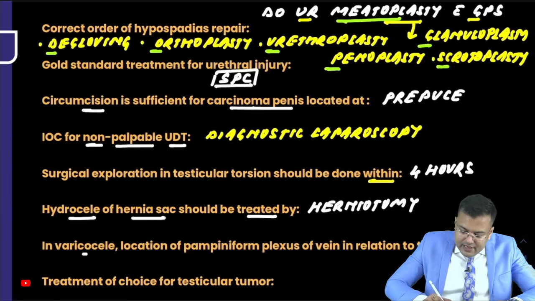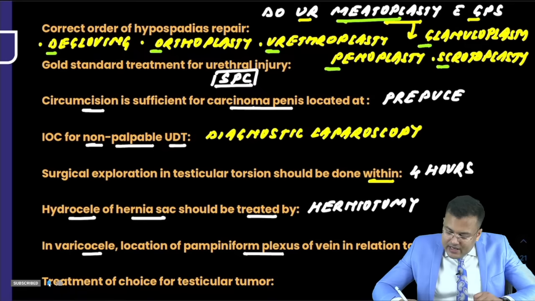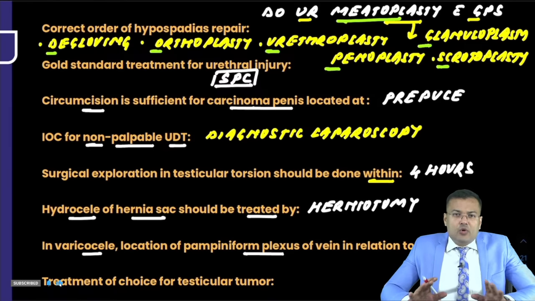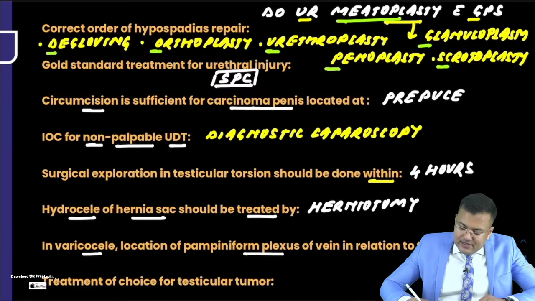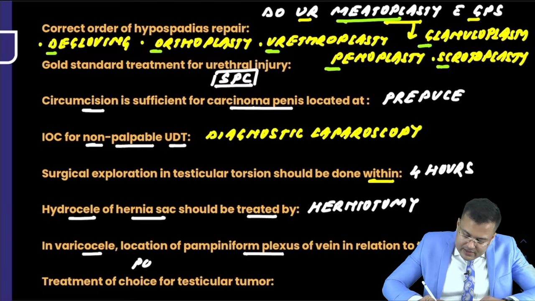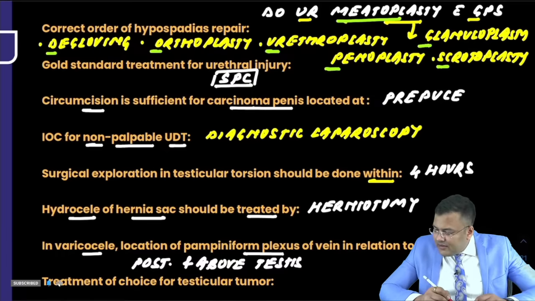Next, in varicocele, what is the location of pampiniform plexus of veins in relation to testis? Tell me. Yes, Ankit Gujjar, first person to reply. Posterior and above testis. So this is posterior and above testis. Very good, guys.